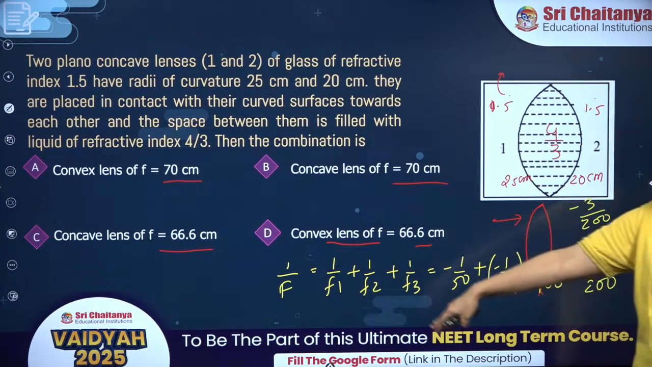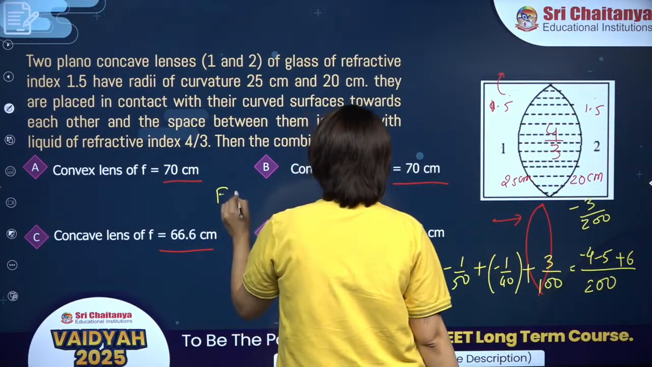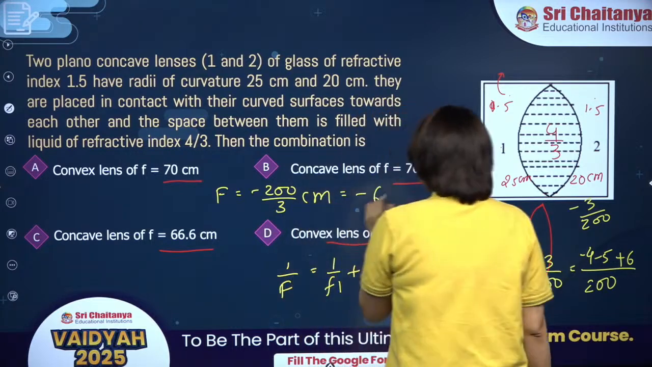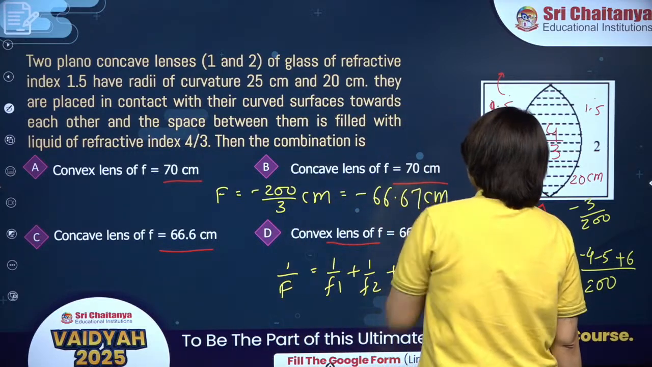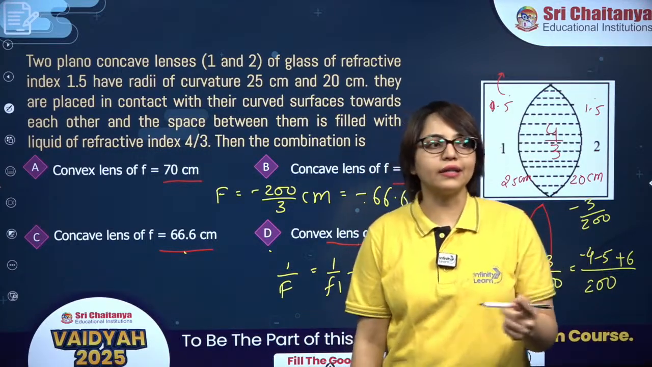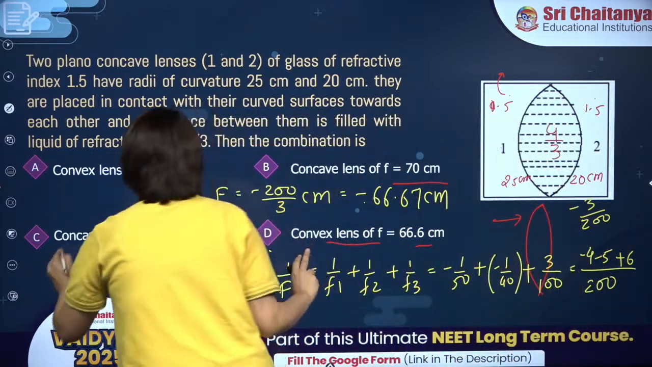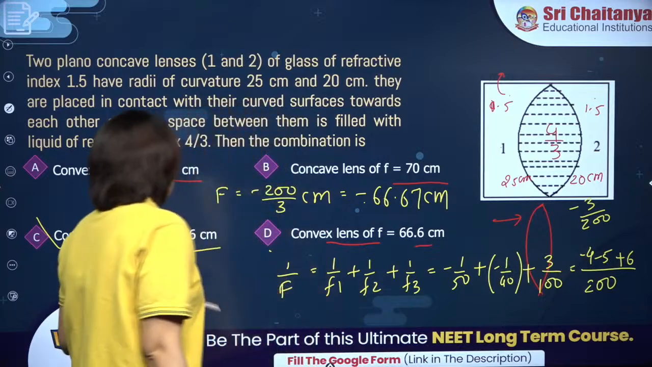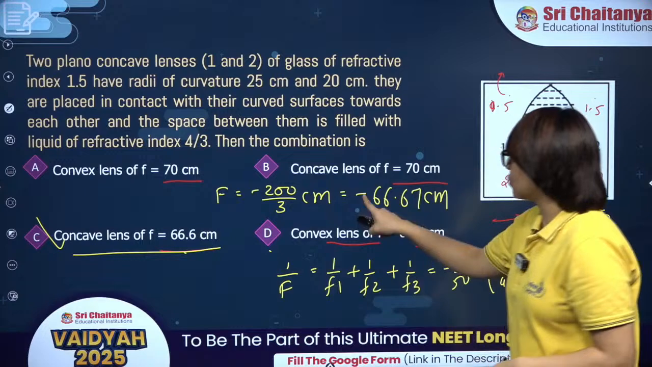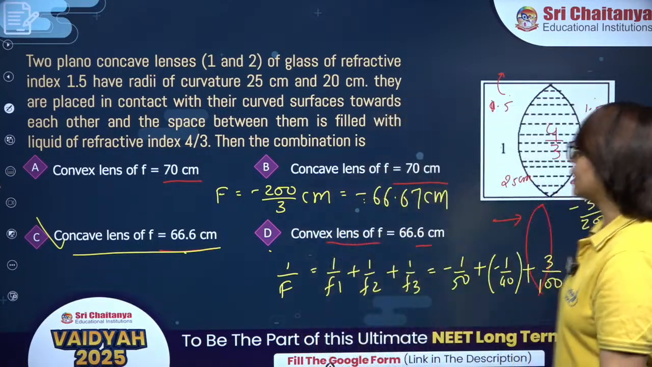That is 1 upon F equivalent, right? So 1 upon F equivalent is minus 3 upon 200. So F equivalent will be minus 200 by 3 centimeter, which is equal to minus 66.67 centimeter, right? So either C or D are correct. Now this minus sign shows that it is a concave lens. It is behaving like a concave lens, right? Not the convex one. So correct answer is option C. Focal length is negative for concave and it is positive for convex. So it is coming out as negative. That means it is behaving like a concave lens. Fine. Chaliye. Well done, guys.